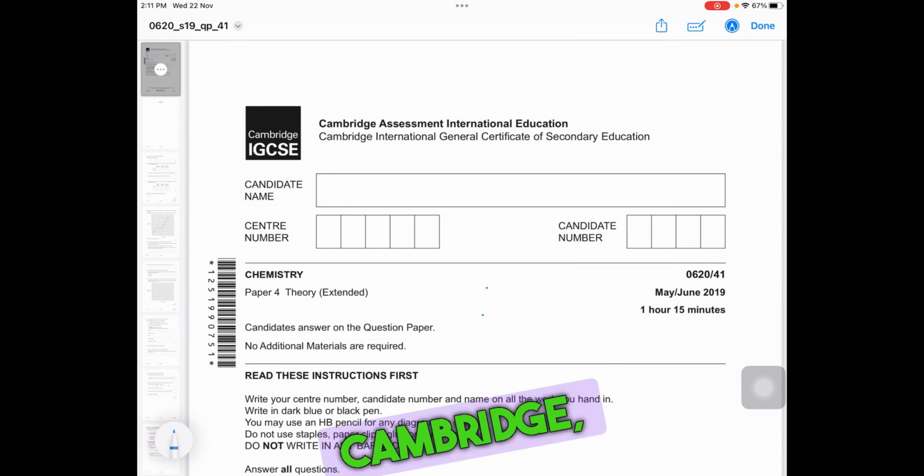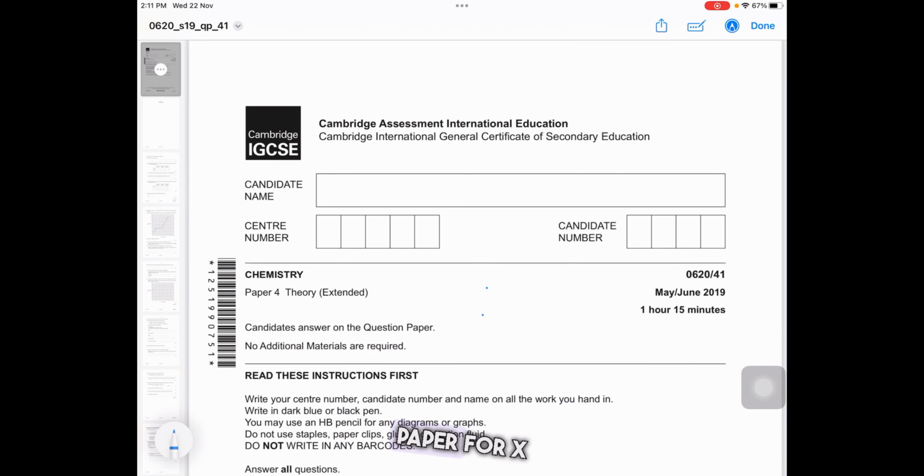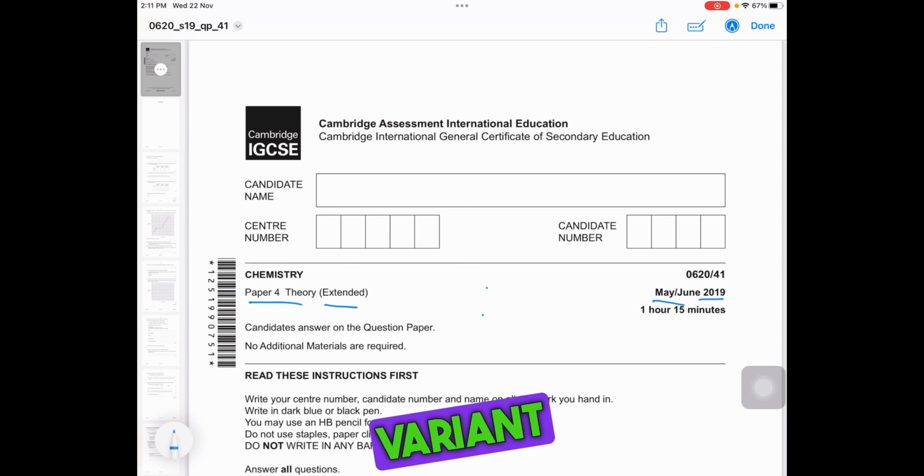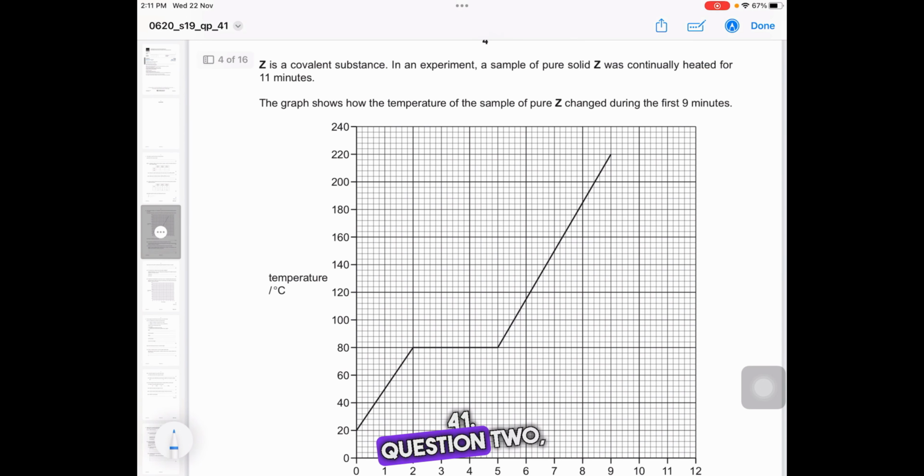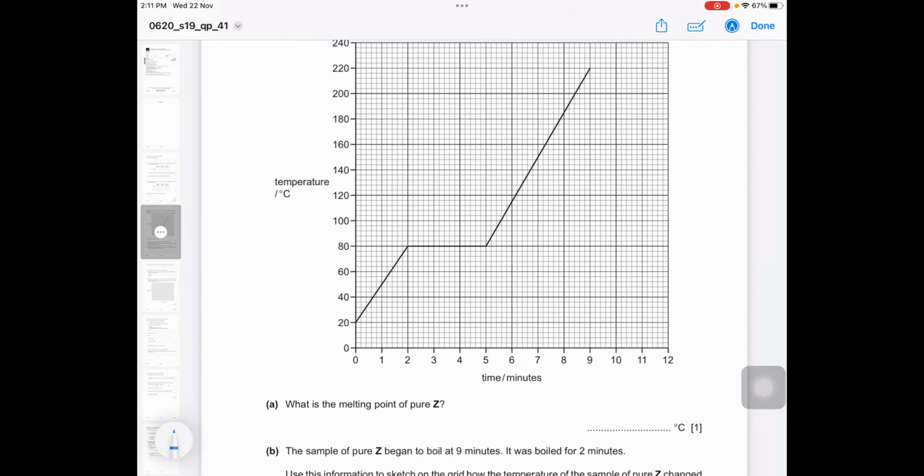Now we will look into Cambridge IGCSE Chemistry Paper 4 Extended, May June 2019, Variant 4.1. Question 2. Z is a covalent substance. In an experiment, a sample of pure solid Z was continually heated for 11 minutes. The graph shows how the temperature of the sample of pure Z changed during the first 9 minutes. So this is the graph here.